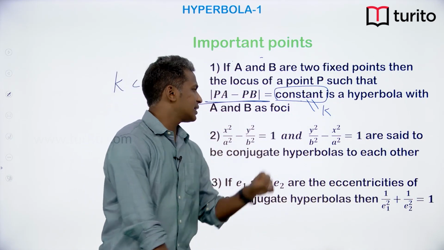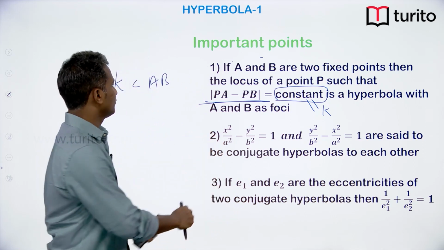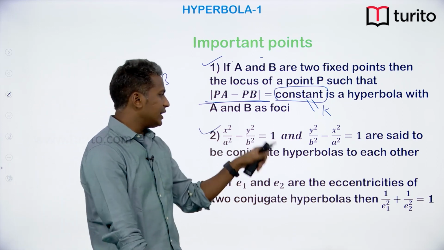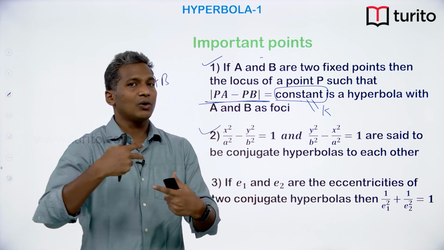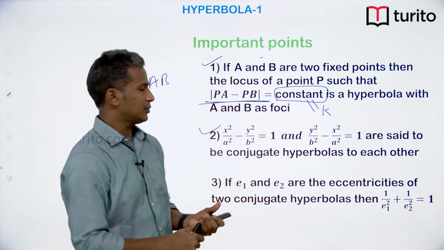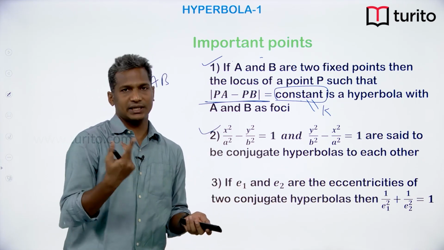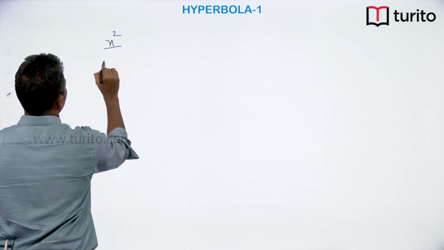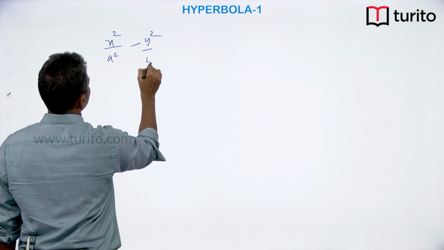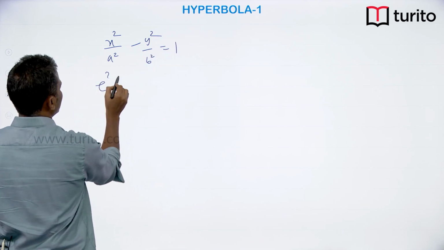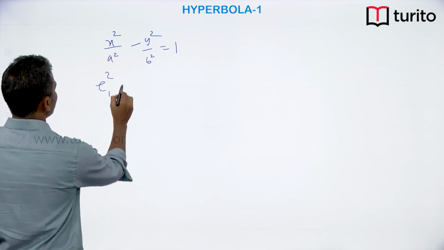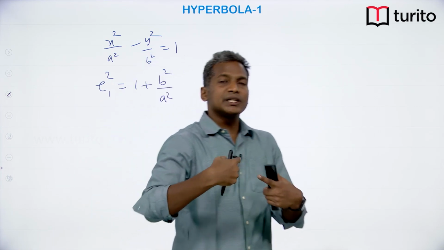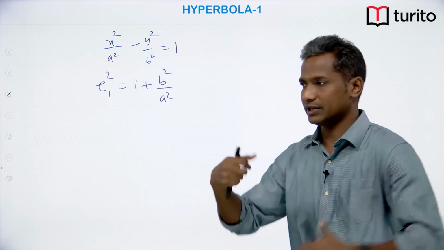Next, these two hyperbolas are said to be conjugates of each other. We have understood the main logic behind these two. Next, if E1 and E2 are the eccentricities of the mutually conjugate hyperbolas, then this relation is always satisfied. So, this we can understand with this idea. So, in this hyperbola, E square, let us name this as E1 square, will become 1 plus b square by a square. b here represents the conjugate, a here represents the transverse.